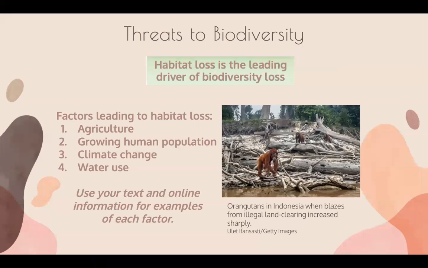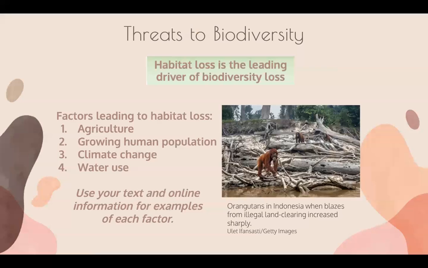So here in the picture, you can see orangutans in Indonesia. Now, this was actually a fire, but it was caused by land clearing, slash and burn agriculture, where you cut down and burn the vegetation so that you can then put crops on the land. The growing human population is a threat and causes habitat loss as we build more and larger cities. Urbanization is what it is called.